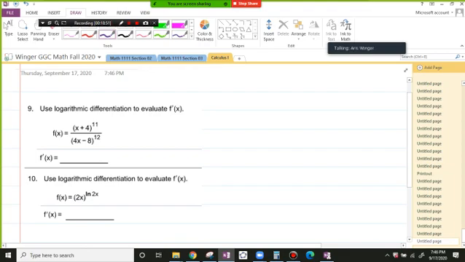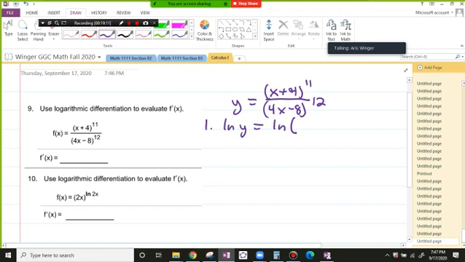Start with number 9, y equals (x plus 4) to the 11th over (4x minus 8) to the 12th. The answer to this looks like a monster, right? So first step, we'll take the log on both sides. ln of y equals ln of (x plus 4) to the 11th over (4x minus 8) to the 12th.